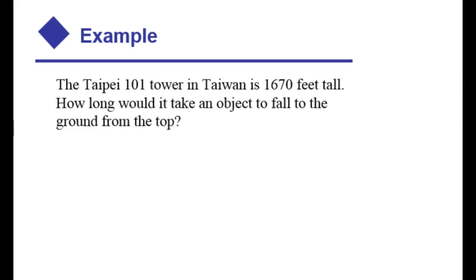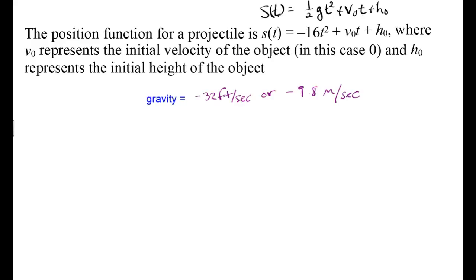The last example is a word problem. We have a building that is 1,670 feet tall. And the question is, how long would it take for the object to fall to the ground? Well, this is kind of a physics problem, and you need to know something about gravity. On Earth it is defined as negative 32 feet per second. So if the problem would have been in terms of meters per second, I'd use the negative 9.8.